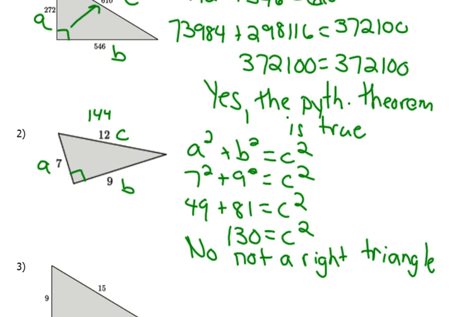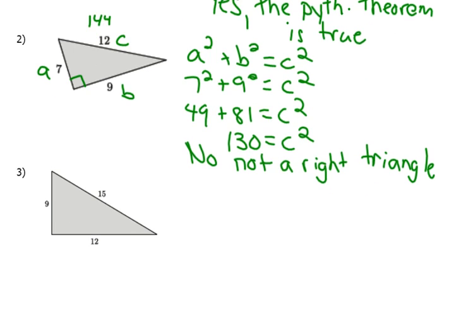Okay, so you could do it either way. You could find C and see if it matches what's in the picture. You can fill all the numbers in and see if you get equal things on both sides. Either way is going to work. So with this one now I'm going to go back and do it the first way.